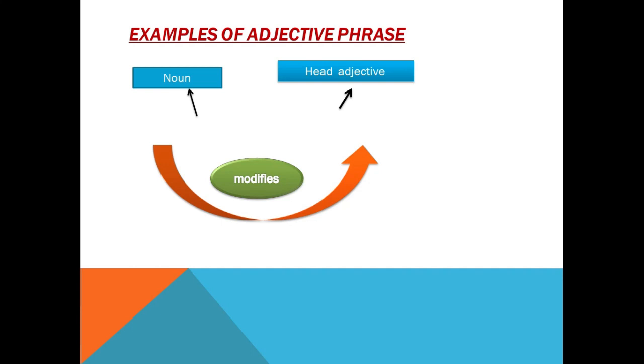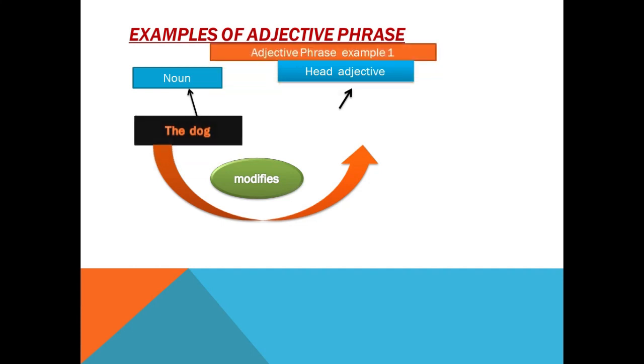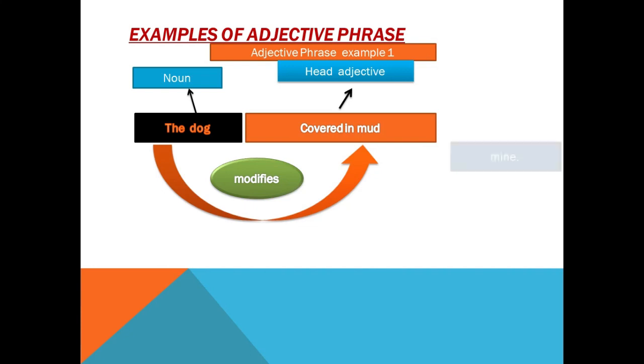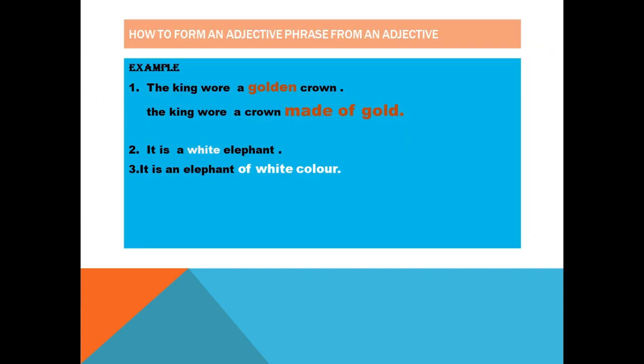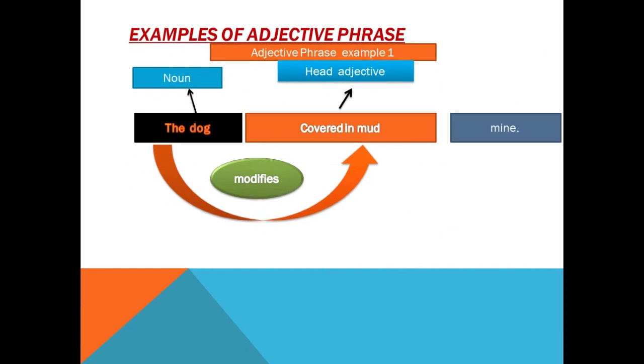Next, the second example: The dog covered in mud is mine. In this sentence, the dog is the noun, and covered in mud is an adjective phrase. Especially it talks about the specific dog covered in mud, not the dog in general. So covered in mud in this sentence is an adjective phrase which modifies the noun.